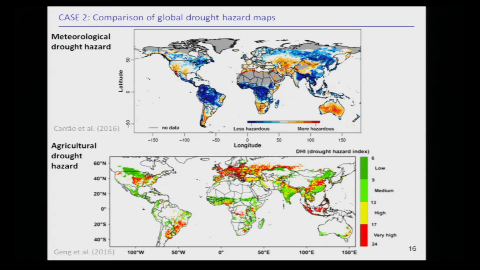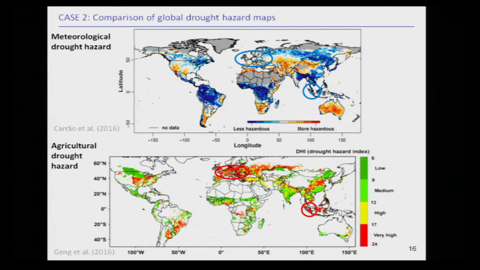And let us now look at those two different drought hazard assessments. So let's compare the meteorological drought hazard map as well as the agricultural drought hazard map at the global scale. Interestingly, in some parts of the world both maps agree well. For example, for Central America and India, both maps agreed that it was low to medium hazardous conditions, while there were also some areas for which those two maps disagree.